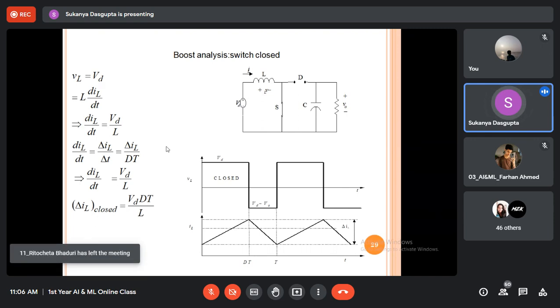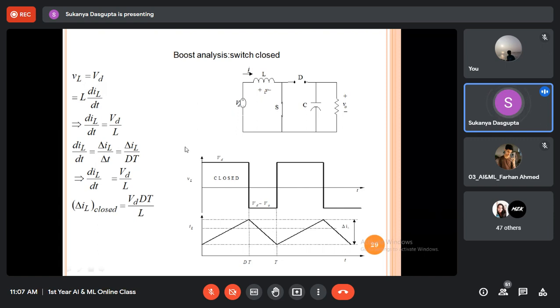Or L di/dt. We consider this current is IL because it's passing through the inductor, right? And what is this dt? The denominator of this di/dt. This dt is nothing but del t. What is this del t? The time period for which the switch is closed. That means dt. D is the duration, dt. So di/dt is Vd by L. That means del IL closed is Vd dt by L. Current is rising. The inductor current is rising. And it is maximum exactly at the instant dt, because after which the switch is left open.